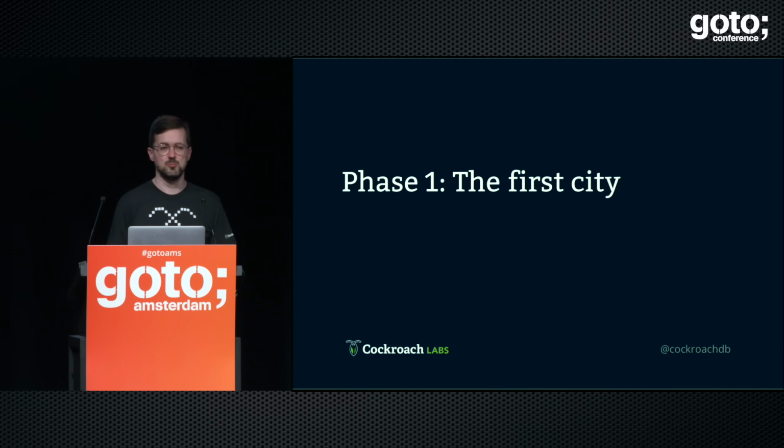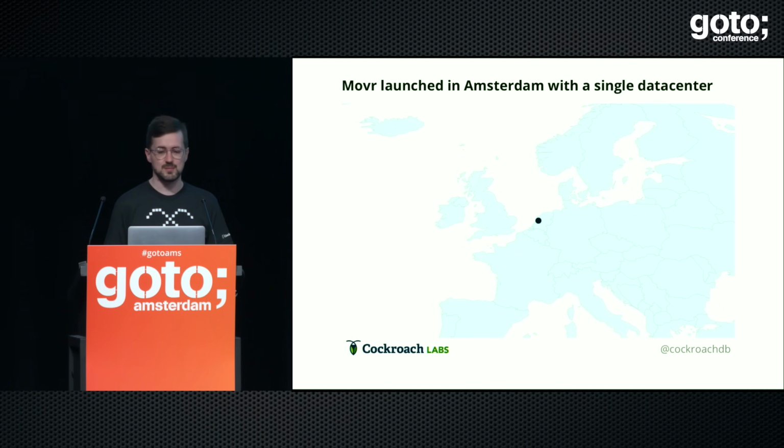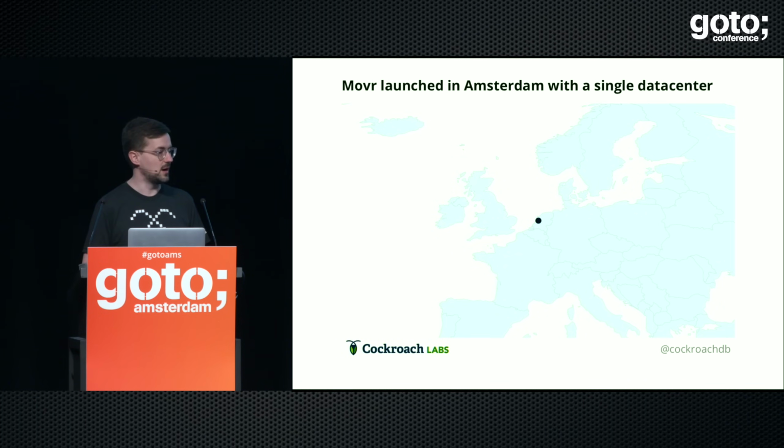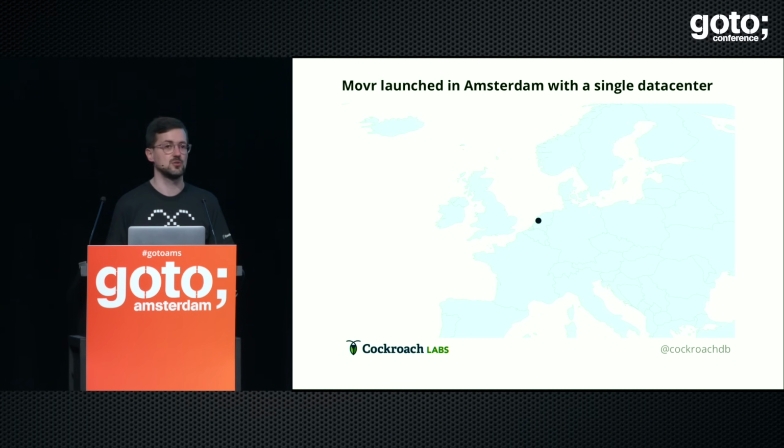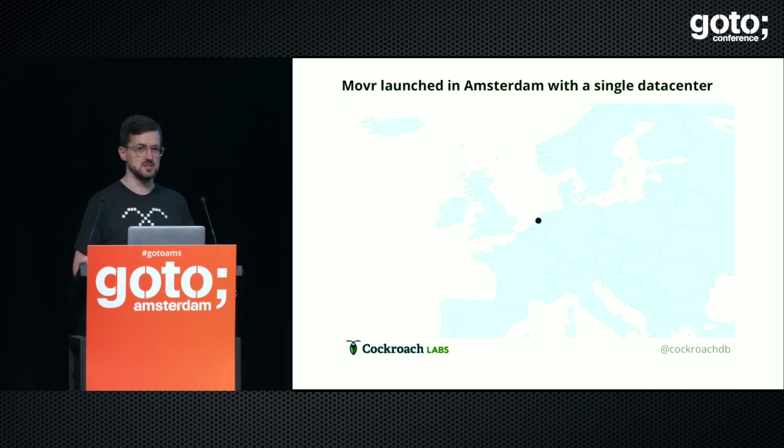So phase one of Mover's launch, they were in a single city. Mover launched in Amsterdam with one data center. Just because you're using a distributed database doesn't mean you have to distribute everything from day one. It can be a lot simpler to start out with a single location and scale up from there as you need it. The first reason that Mover decided to scale out and replicate their data was actually for fault tolerance, because their operations people were getting paged in the middle of the night, and that was no good.